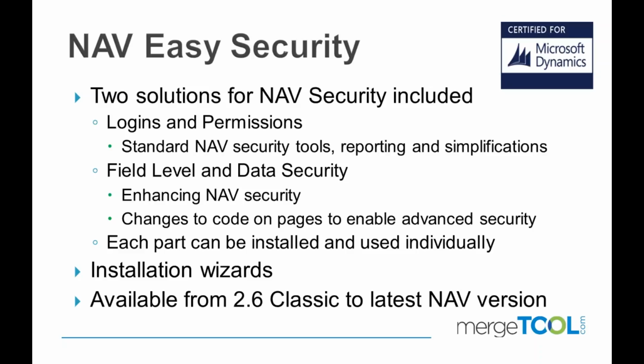We also do some changes to the code for this part, but it's basically done with a wizard, and it will both add the security, but also in a future upgrade, remove all the code changes. So there's really no additional cost on doing that one. Our installation uses wizards. So for both parts, we will actually run a wizard, and in that way take all the security that currently exists as a beginning point, and then you can start using our tool to keep on maintaining it. Our solution is available in all versions of NAV, at least from 2.6 that was released in the mid-90s until the latest version.